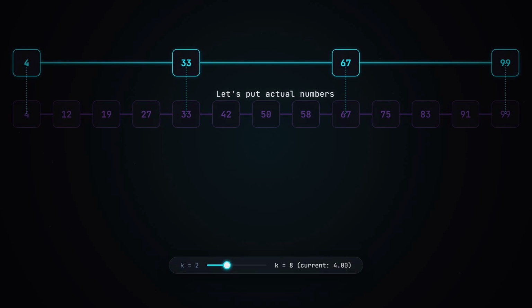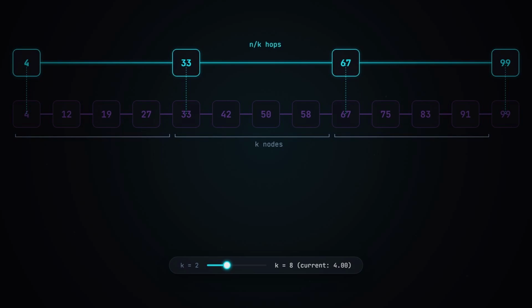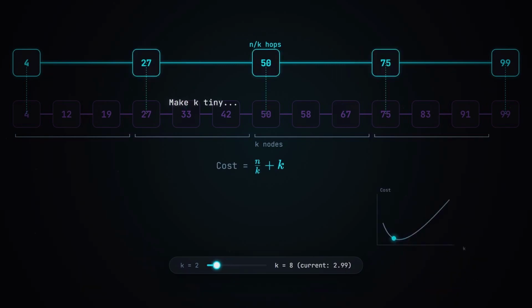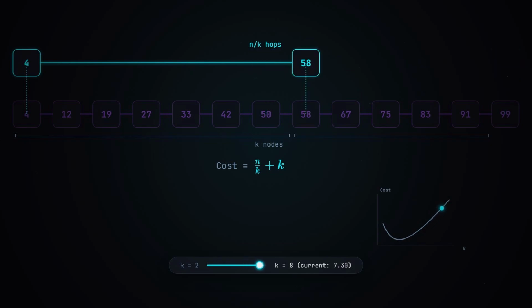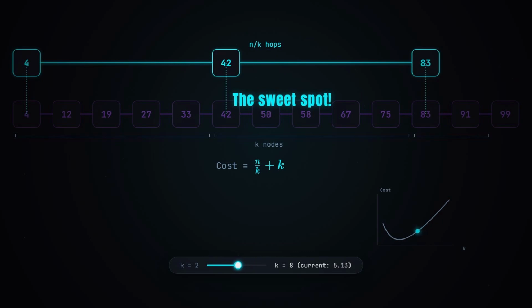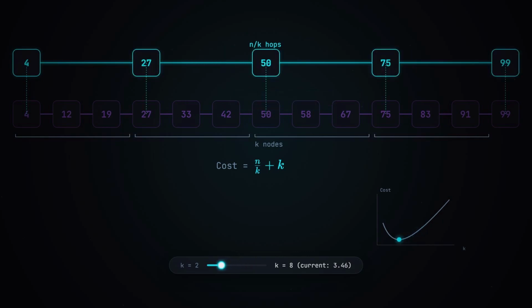Let's put actual numbers on this. Say the express line has a stop every k nodes. A search takes some express hops, about n divided by k of them, plus at most k walking steps at the bottom. So roughly n over k plus k. And now it's a balancing act. Make k tiny and the express barely helps. Make k huge and that final walk at the bottom gets long. The sweet spot is where the two costs are equal, and that happens when k is the square root of n, which puts the entire search at about 2 times root n.